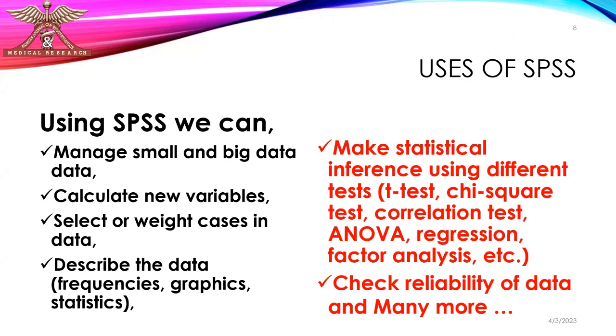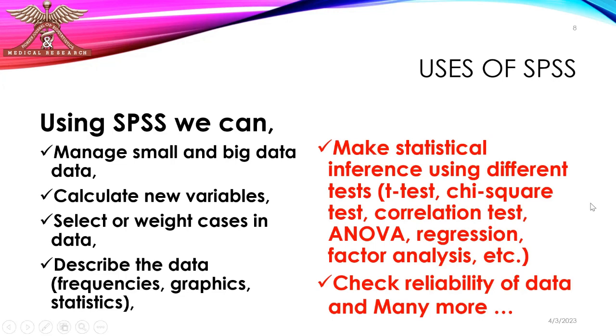What does SPSS actually do? SPSS manages small and big data. It calculates new variables, selects or weights cases in data, and describes the data with frequencies and graphics. The Statistical Package for Social Sciences can also help in making statistical inference using different statistical tests like t-test, chi-squared, correlation test, ANOVA, regression, factor analysis, and it also helps to check the reliability of data.